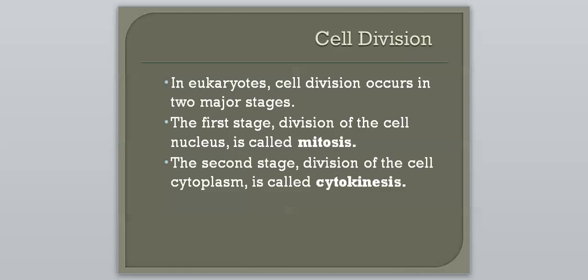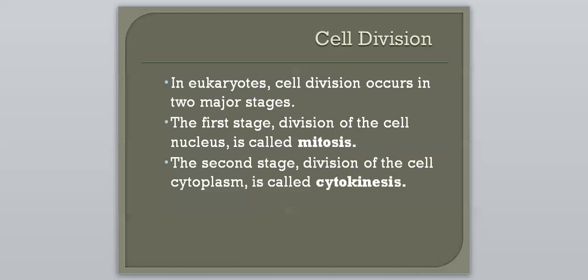So if we think of the word division, we're going to think of splitting up, forming two new things here. So that's what we're going to look at, is what happens when the cell divides. So in eukaryotic cells, that being us, plants, animals, fungi, protists, kind of the more advanced cells, cell division occurs in two major stages.